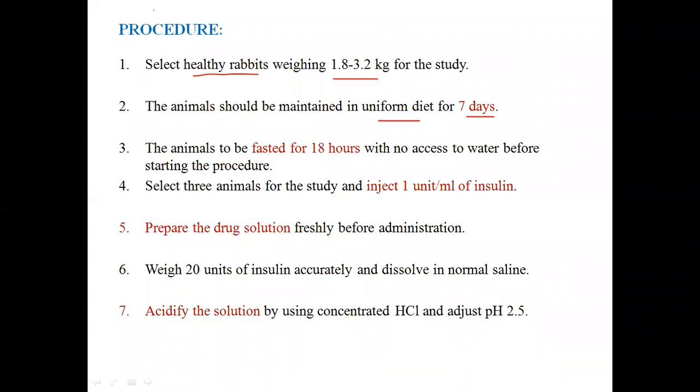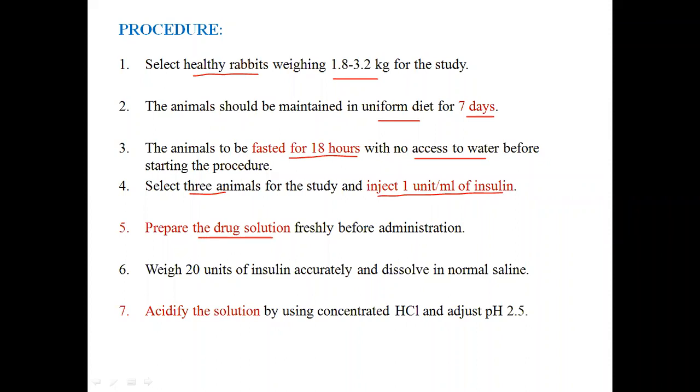Then you have to fast the animal for 18 hours. You have to fast the animal for 18 hours with no access to water. Okay. Then you have to select 3 animals and inject 1 unit per ml insulin. You have to inject the insulin to the animal.